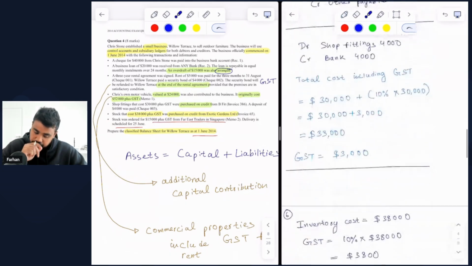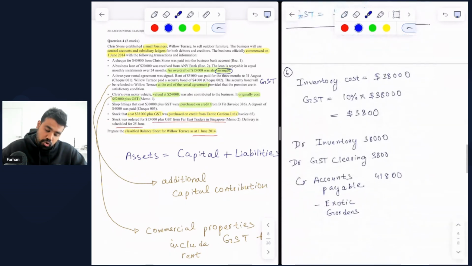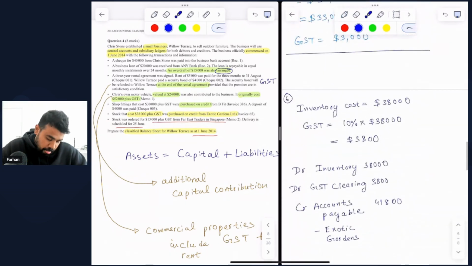All right. So let's move to transaction number 6. Stock that cost $30,000 plus GST was purchased on credit from Exotic Gardens Limited. So we have purchased inventory of $38,000 at cost, and the GST would have been 10% on $38,000, which is $3,800. So if I was to journalize this, let's say, we would be debiting inventory by $38,000.